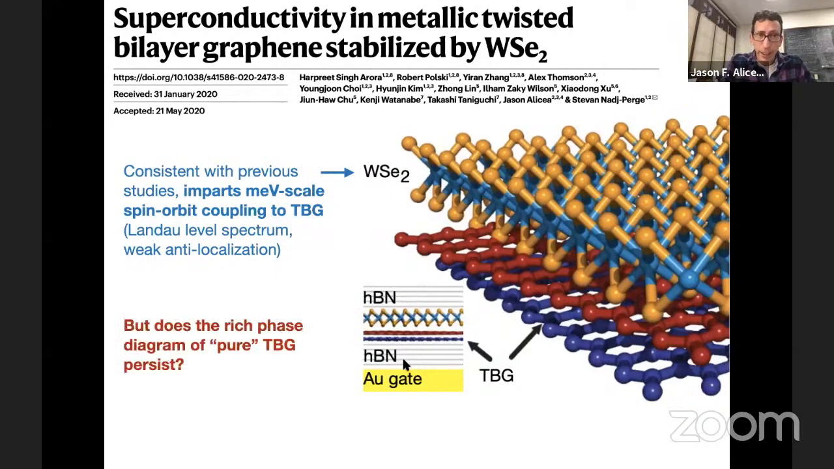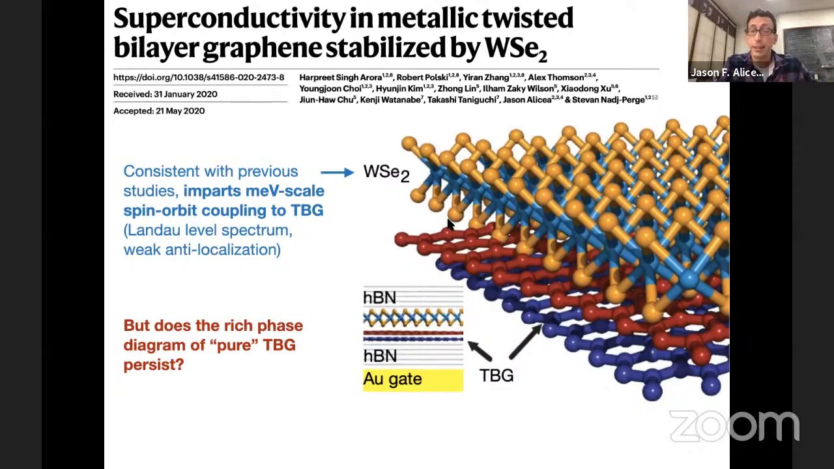What's less obvious is whether the rich phase diagram that I showed you before, that's characteristic of pure twisted bilayer graphene (TBG), survives the introduction of this material and the accompanying spin-orbit coupling. So there's two things you might worry about in this regard. One, you might worry about the possibility that this substrate is just a big source of disorder and mucks up your sample quality to the point where a lot of this neat structure is just washed out.